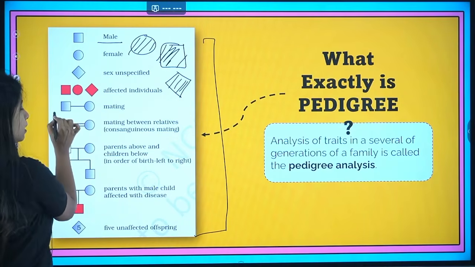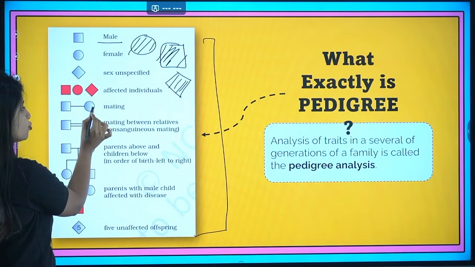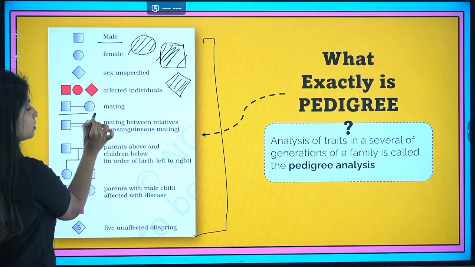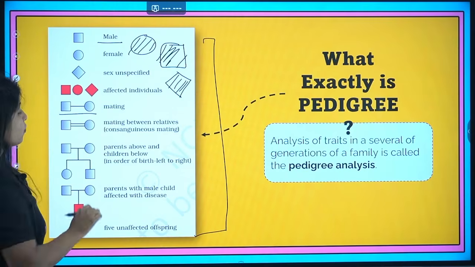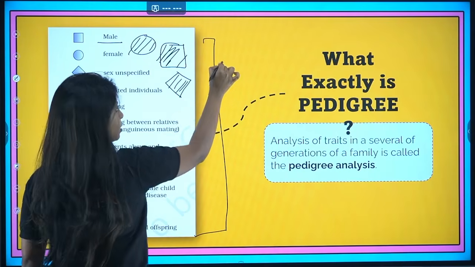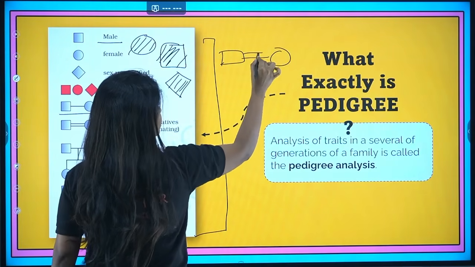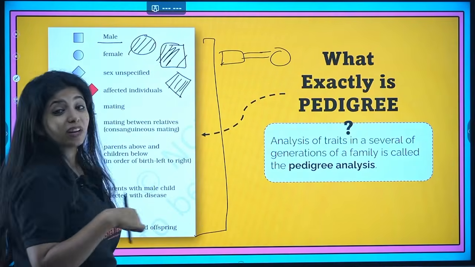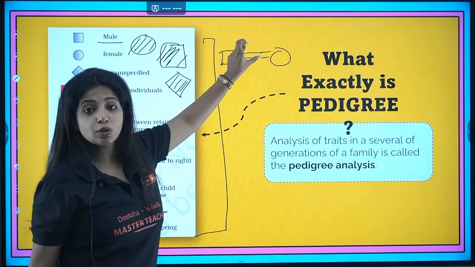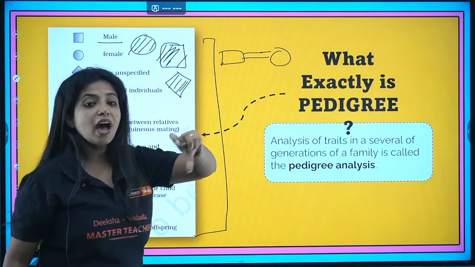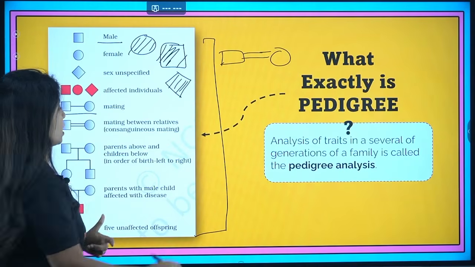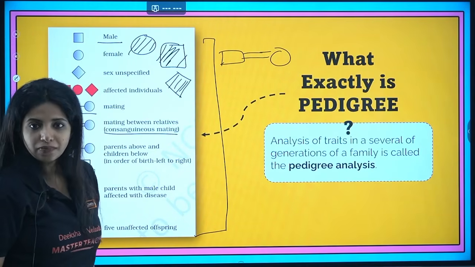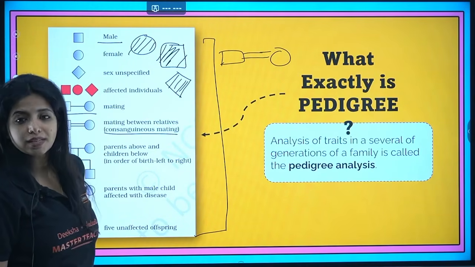When there is a square and a circle and you show a line in between, this shows that the male and the female are mating. Now when you have two lines in the middle, this is super important. When you have two lines in the middle, that means what? It is mating between relatives. They are very close to each other, which is why you have two lines. You can remember it like that. You have a separate term for it. It is also known as consanguineous mating.